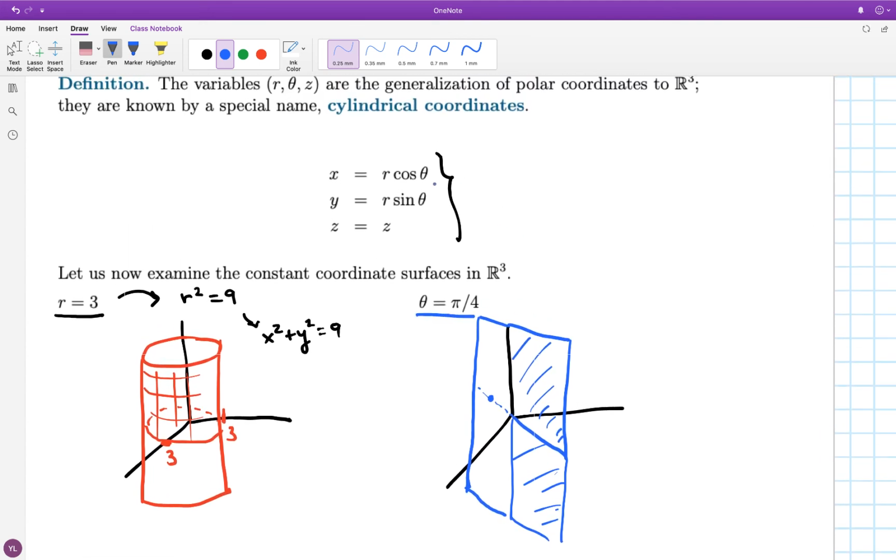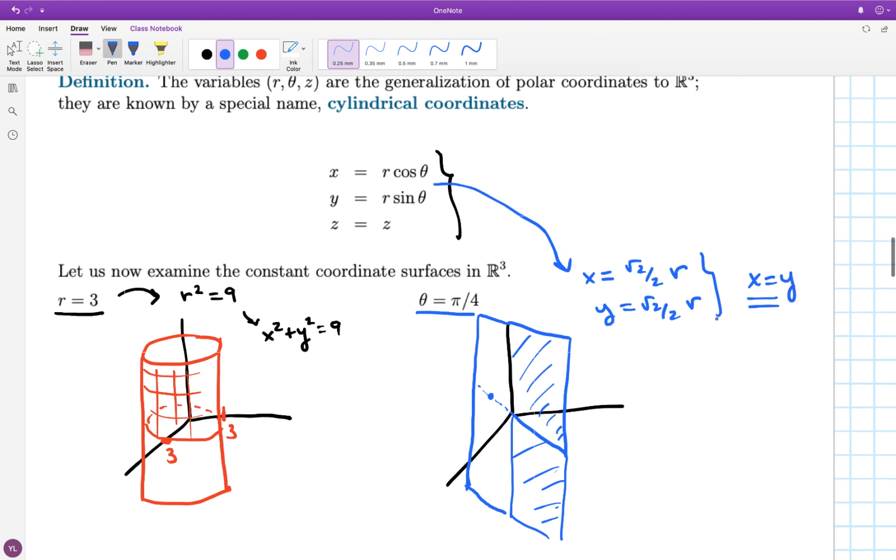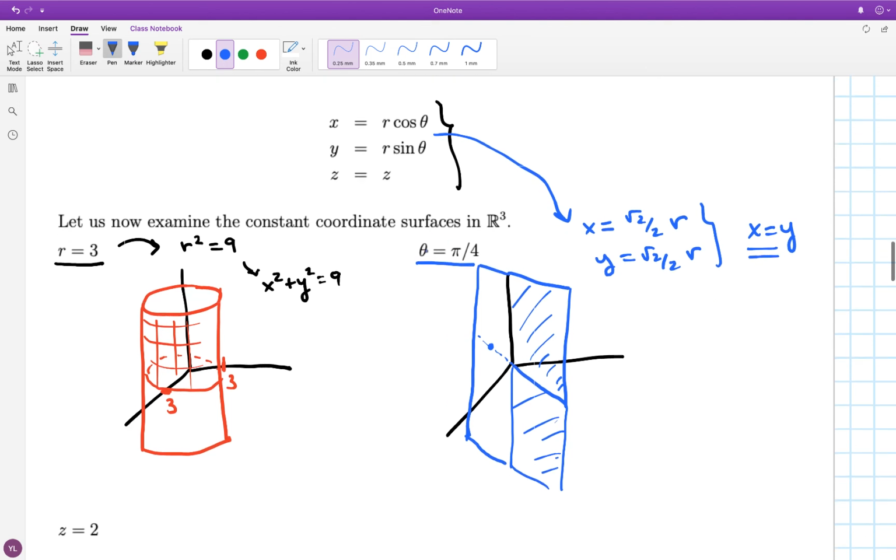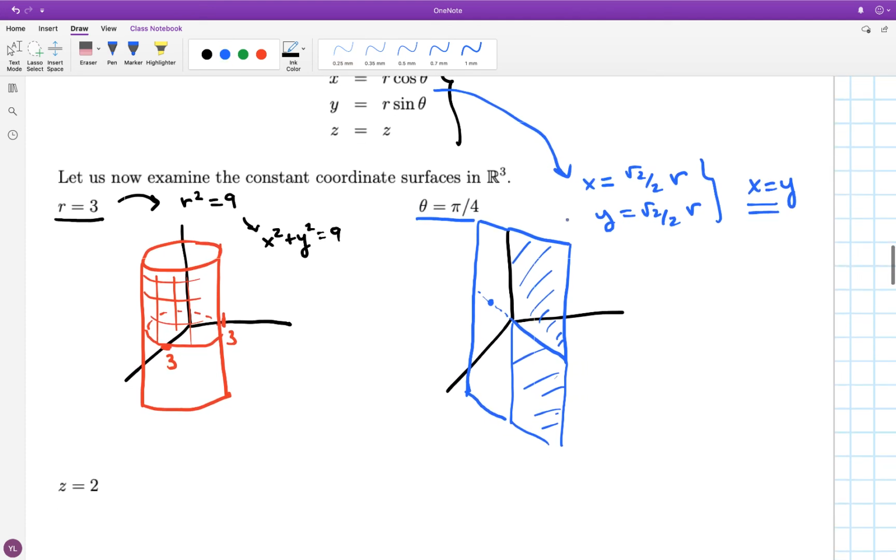I mean, that might be a little bit difficult, but take a look at how I can see it algebraically. If theta is pi over 4, then x is going to be √2 over 2 r, and y is going to be √2 over 2 r, and in particular, x is going to equal y. Well, guess what? x equals y is exactly the plane that I just drew down here. So we're able to convert polar or cylindrical equations in 3 dimensions over to Cartesian equations algebraically, or you can try and just visualize them manually by thinking about what theta equals pi over 4 means.